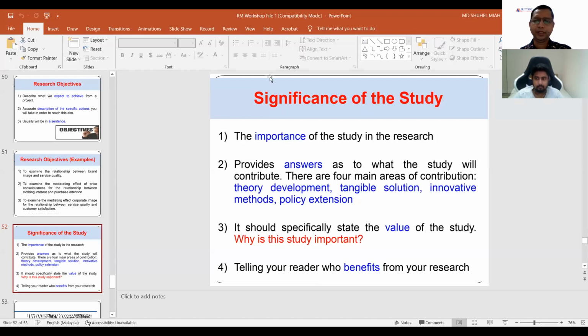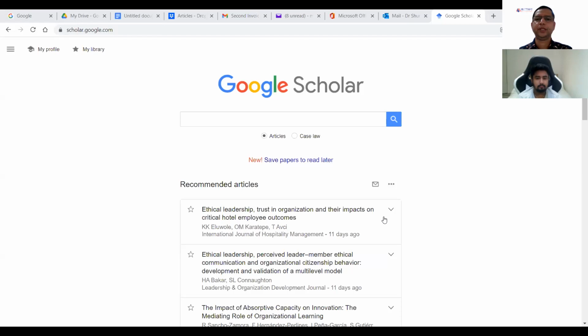Are you familiar with Google Scholar? Yeah. Very good. Now let's look into this. This is how it looks on the home page. Now, let's say you are looking for articles on customer satisfaction.